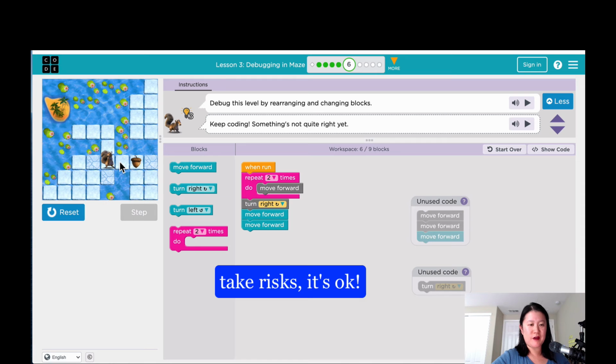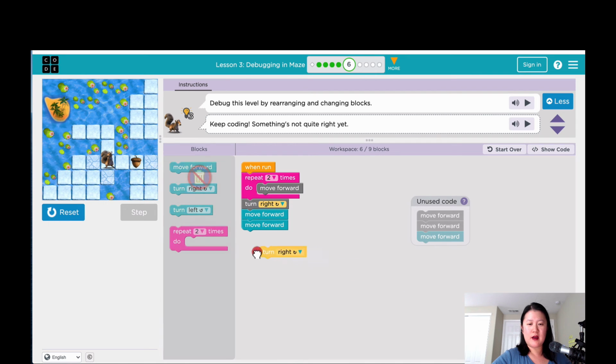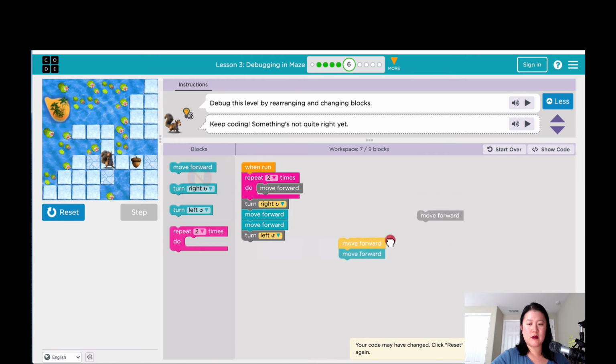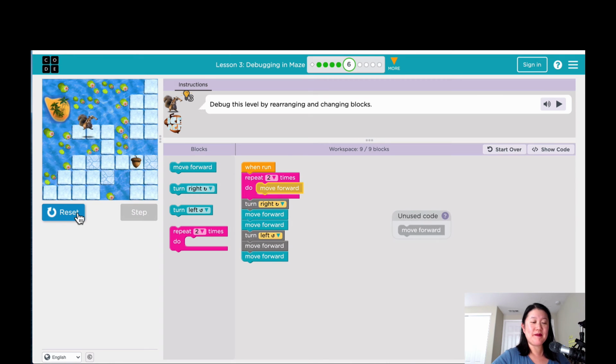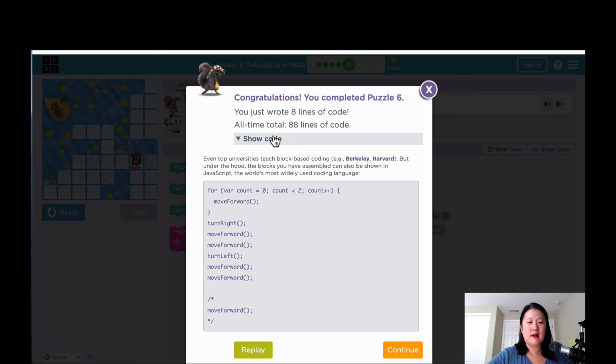Now, we're going to have to turn, don't we? Turn which way? Turn left. And then move forward twice. So we take those 2 move forwards. Remember how we can't get rid of 2 of them? We're going to take these 2 and move it. Now we've used 9 blocks already. And I could have used those two, right? Repeat blocks, but it's pretty much the same thing. Let's go. Yes. Okay. 8 lines of code.